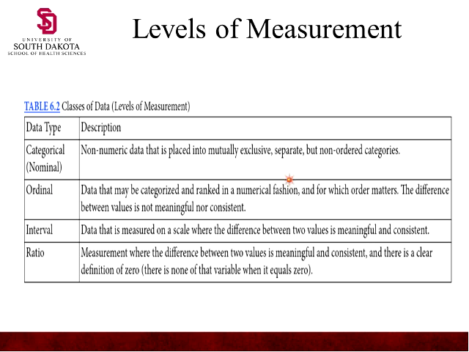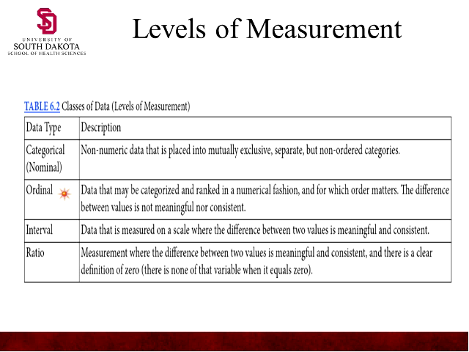Ordinal, that's data we organize and rank in numerical fashion and for which order matters. The difference between values is not meaningful or constant. We can say that we have 10 patients that came in with flu, 10 patients that came in with diarrhea, 10 patients came in with whatever. It doesn't mean that 10 patients with diarrhea are worse or better, that 10 is more important, or that we use less time. It doesn't really tell us that.